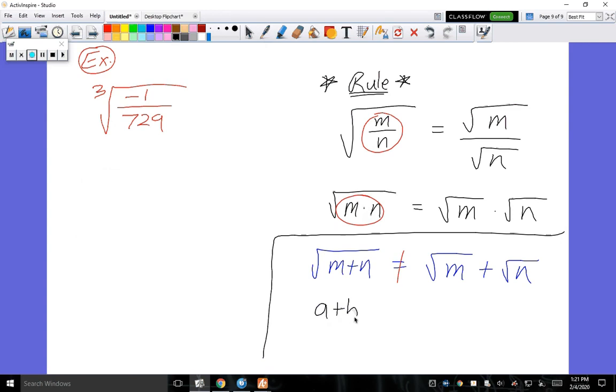A plus B squared. Write this in your notes, please. Is not equal to, guess what? A squared plus B squared. Guys, those are not equal. Because A plus B quantity squared is actually this written out twice, a multiplicity.